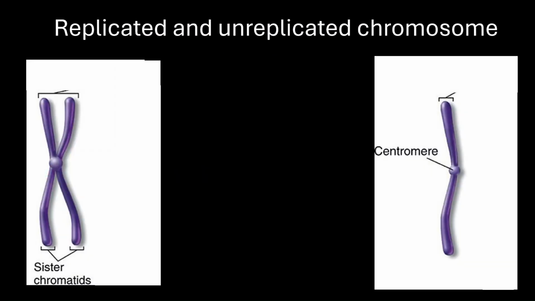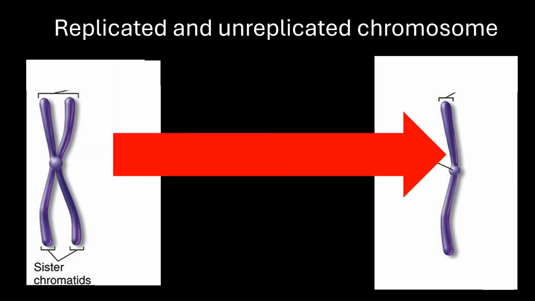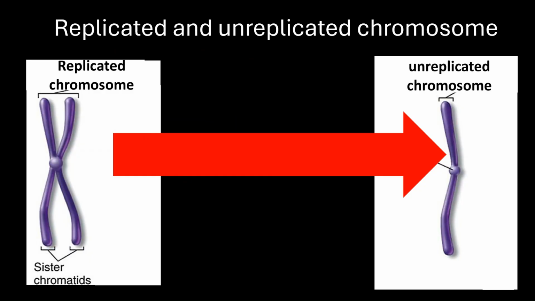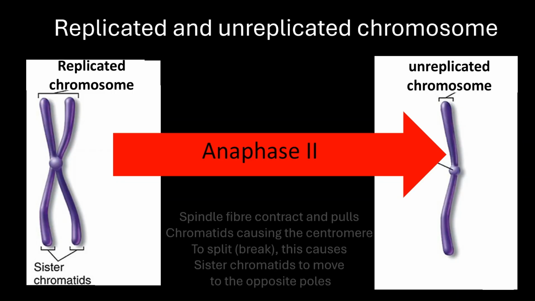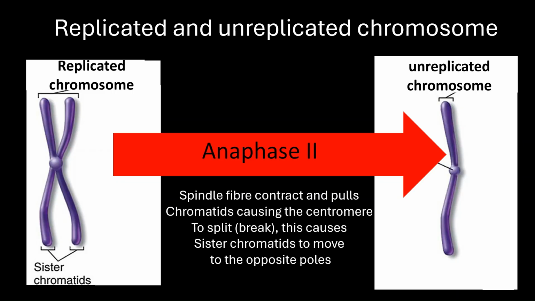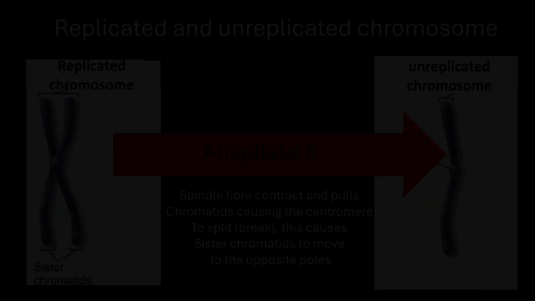So at the beginning, as we're doing our analogy, a replicated chromosome can change into an unreplicated chromosome, and that can only happen through anaphase 2. And we said during Anaphase II, spindle fibers contract and pull chromatids, causing the centromere to split or break, and this causes sister chromatids to move to the opposite pole. However, during non-disjunction, that event fails to occur.